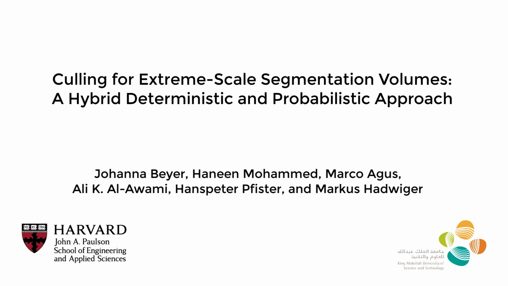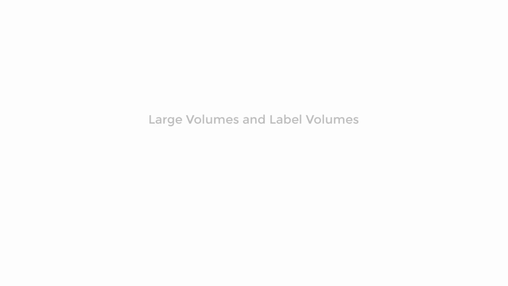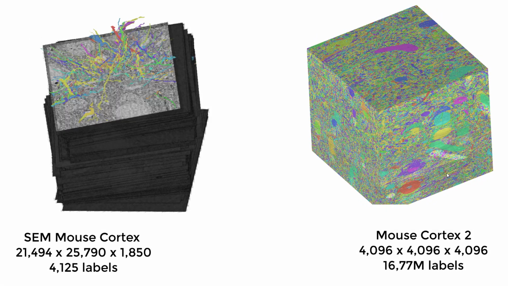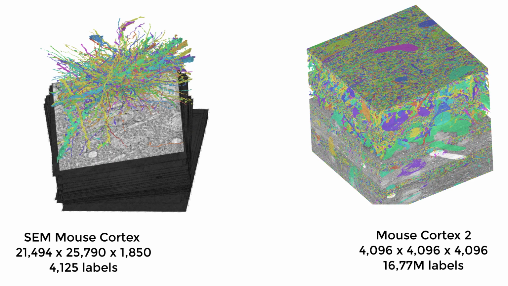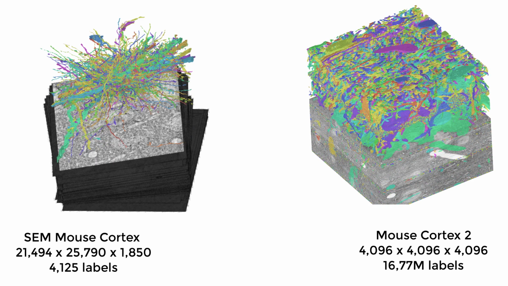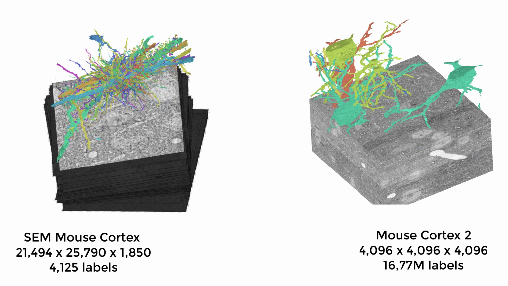We present a novel approach for culling extreme-scale segmentation volumes using a hybrid deterministic and probabilistic approach. Large segmentation volumes can contain millions of different labels, where each voxel is assigned to a particular segment or label. For many visualization and analysis tasks, it is crucial to quickly identify which segments are located where. We call this process culling.